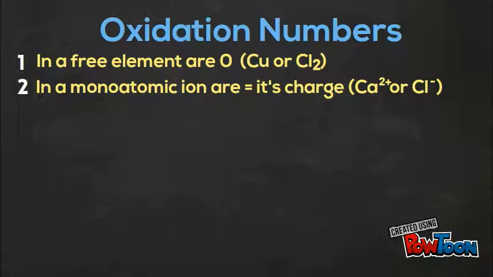The second rule is that monoatomic ions have oxidation numbers equal to their charge. So Ca2+ has a charge of 2+, so its oxidation number is +2. And Cl- has a charge of -1, so its oxidation number is -1.